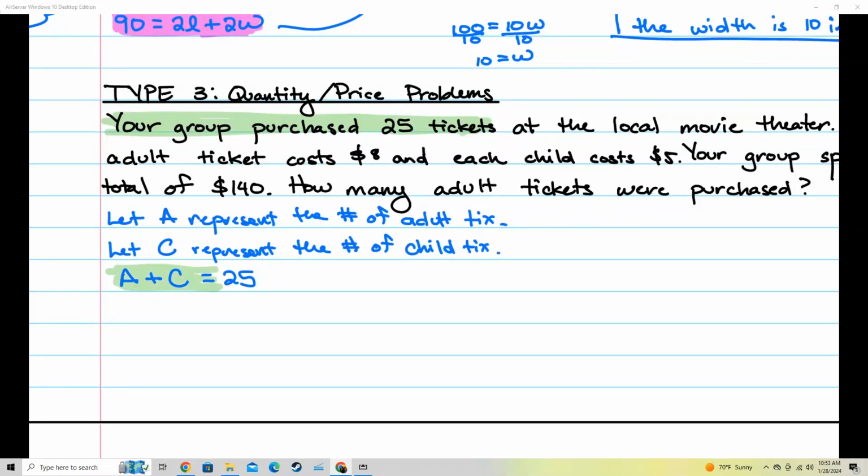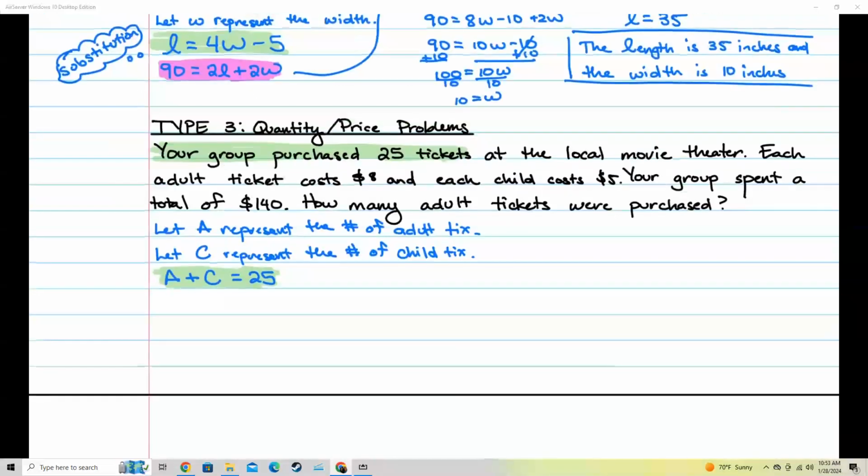The number of adult tickets plus the number of child tickets should be 25 tickets total. That's where that formula is coming from. All right, let's take a look at the second formula. The second formula says each adult ticket costs $8 and each child ticket costs $5.